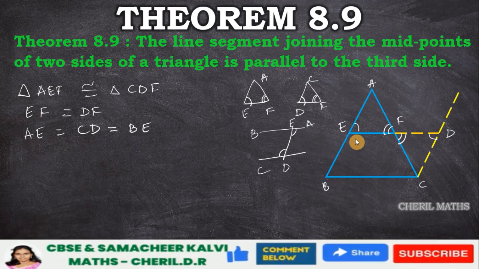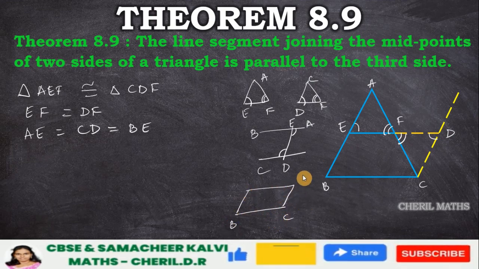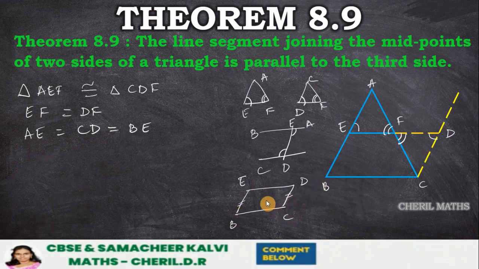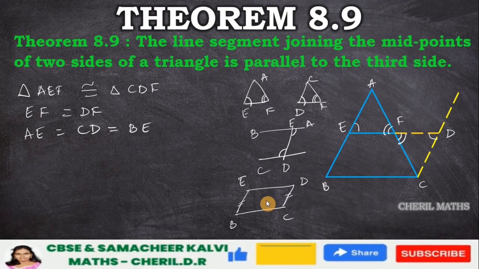So now look at this diagram, this quadrilateral BCDE. From this, what we can say is that your BE is equal to CD. So opposite sides are equal and parallel. We know that if the opposite sides of a quadrilateral are equal and parallel, then it is a parallelogram. Isn't it, children? So from this we can say that it is going to be a parallelogram.